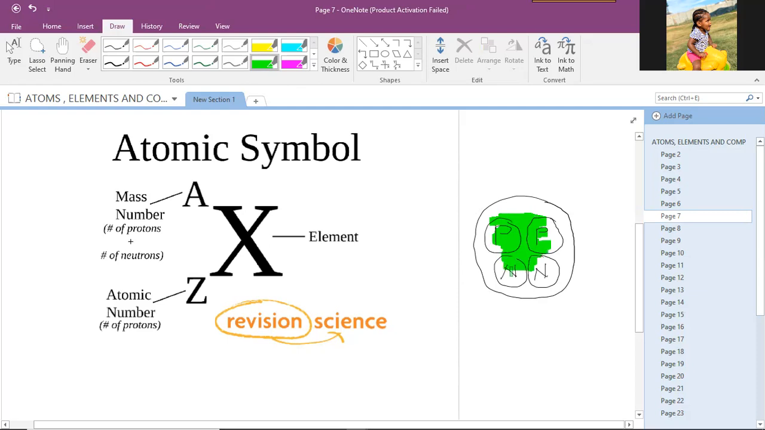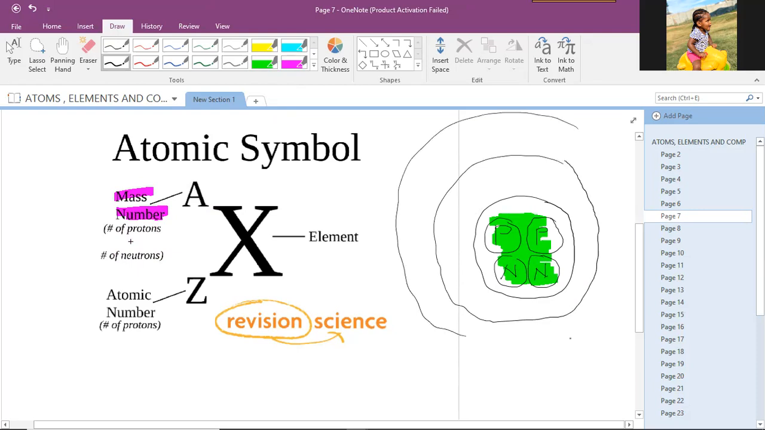The thing in green here, what's inside this atom, is known as the mass number. The mass number is the number of protons and neutrons in a given atom. Then an atom is going to have electronic shells. That's the first energy level. That's the second energy level.